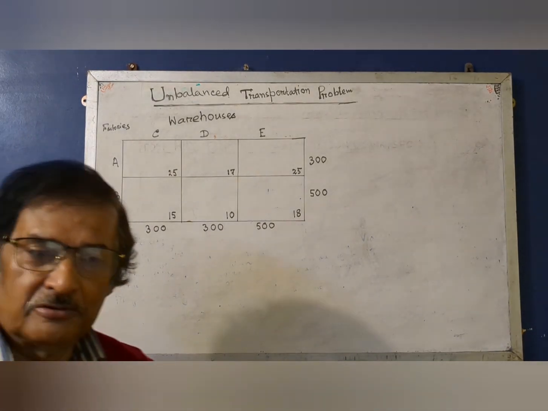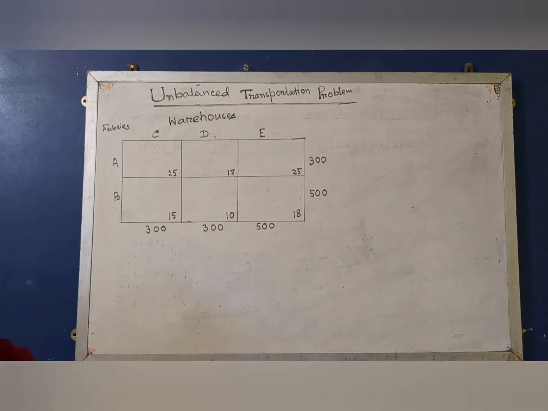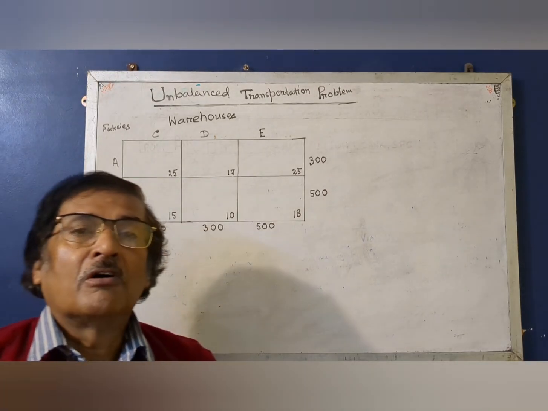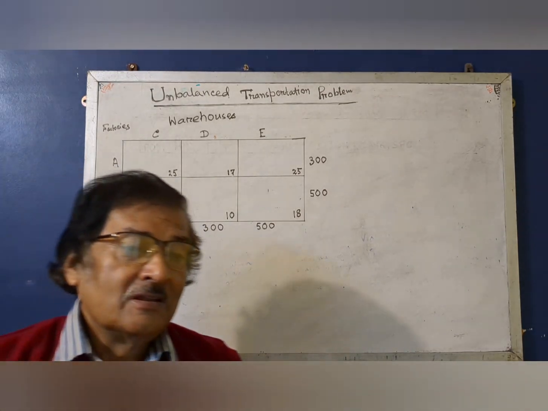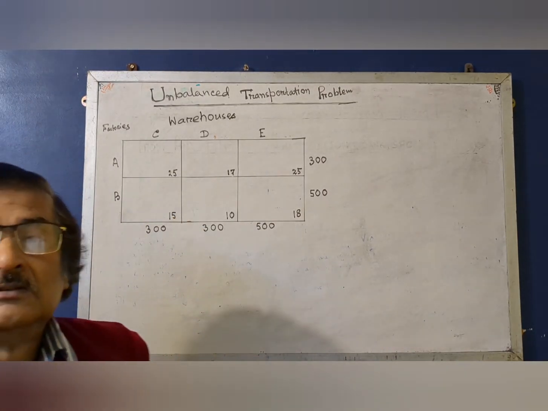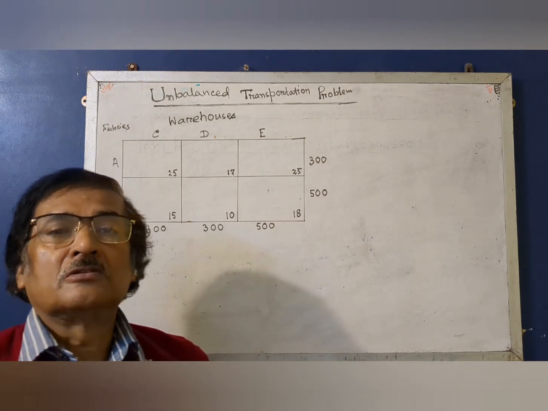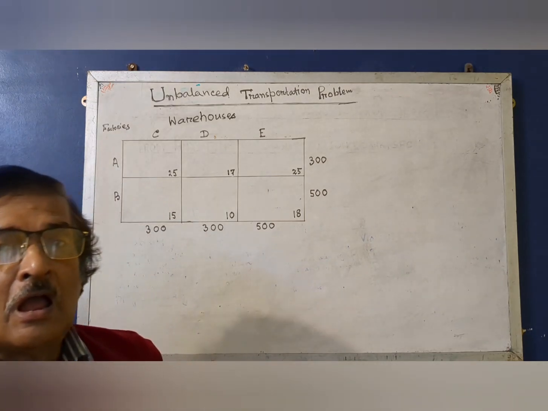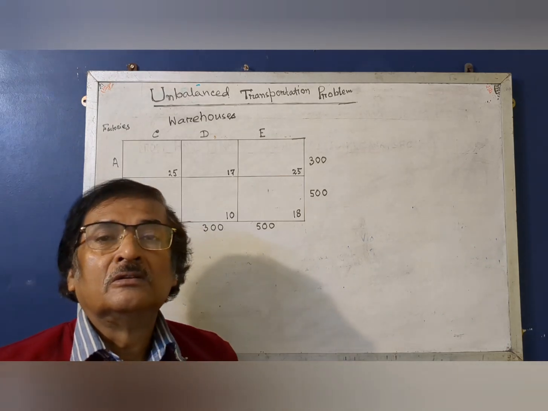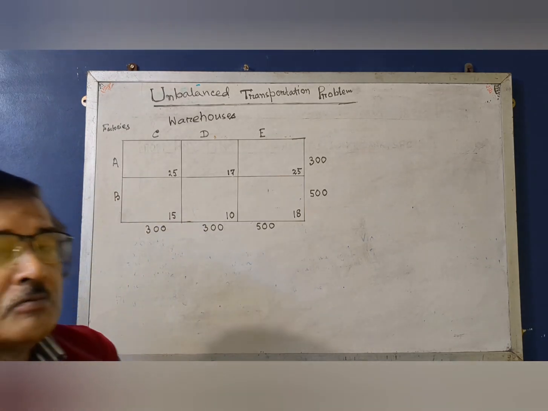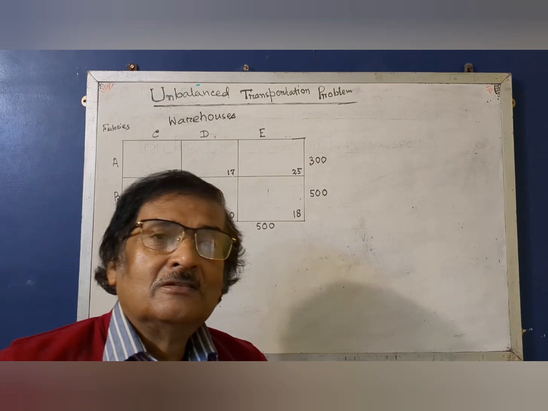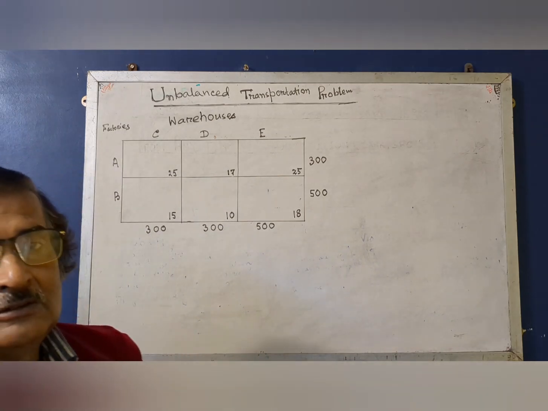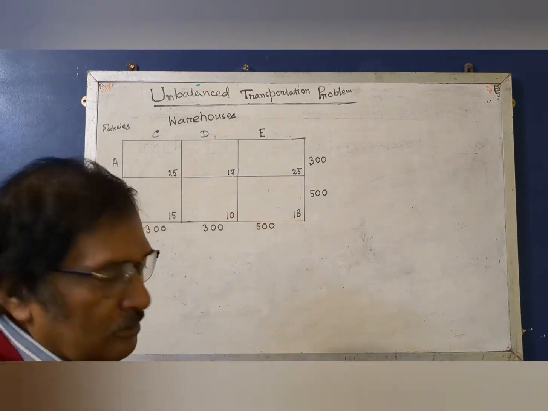In my earlier videos, I have already discussed for any transportation problem how to find the basic feasible solution. I discussed three methods: northwest corner rule method, matrix minima, and Vogel's approximation, that is VAM method. I also discussed the optimization technique, that is MODI method. Today I am going to discuss another transportation problem.